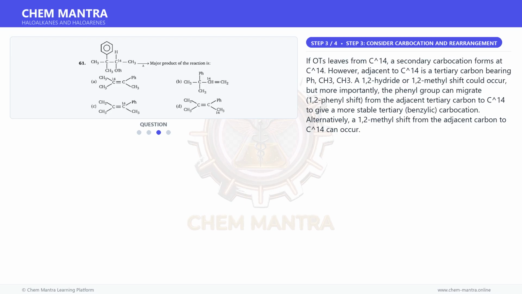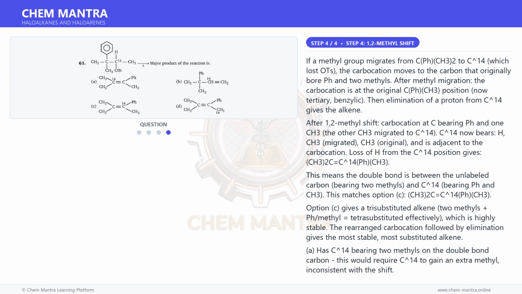Alternatively, a 1,2-methyl shift from the adjacent carbon to C14 can occur. And for the final step, if a methyl group migrates from C(Ph)(CH3)2 to C14, which lost OTs, the carbocation moves to the carbon that originally bore Ph and 2 methyls. After methyl migration, the carbocation is at the original C(Ph)CH3 position, now tertiary, benzylic. Then elimination of a proton from C14 gives the alkene.